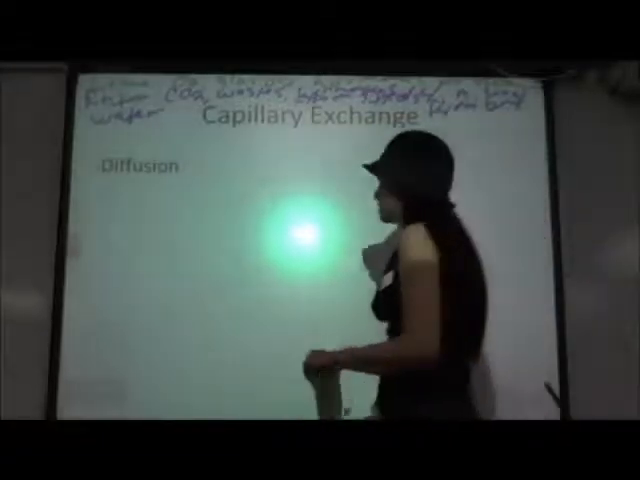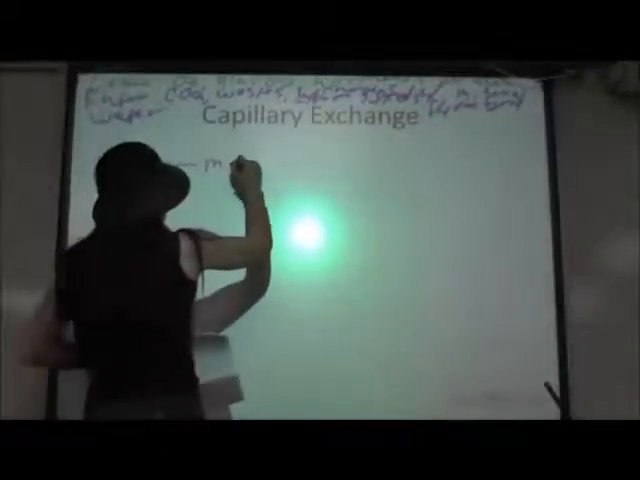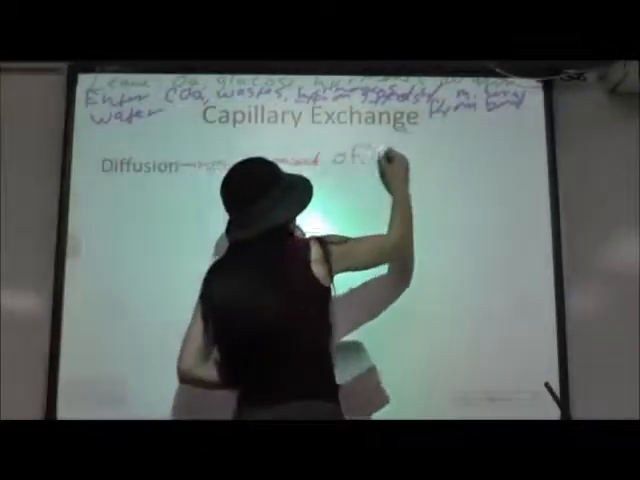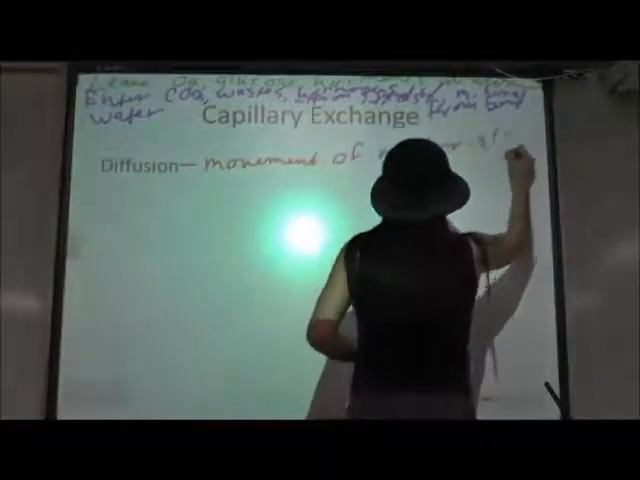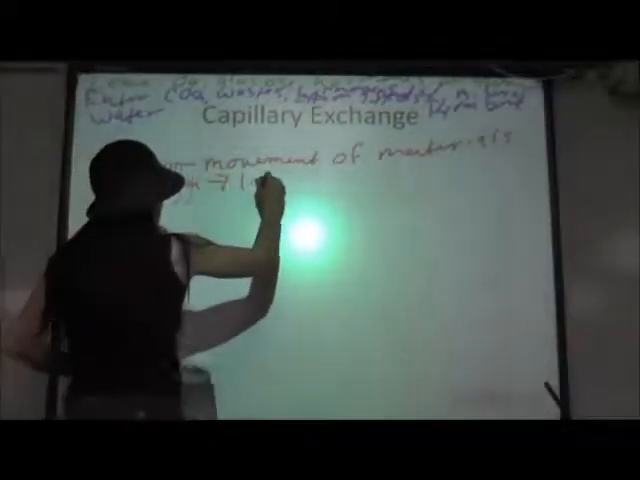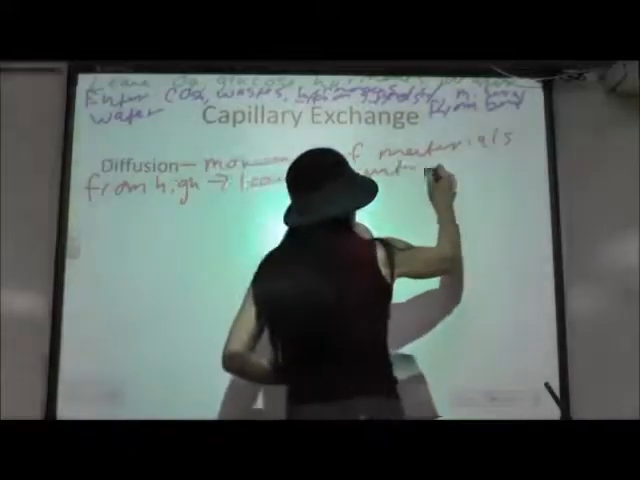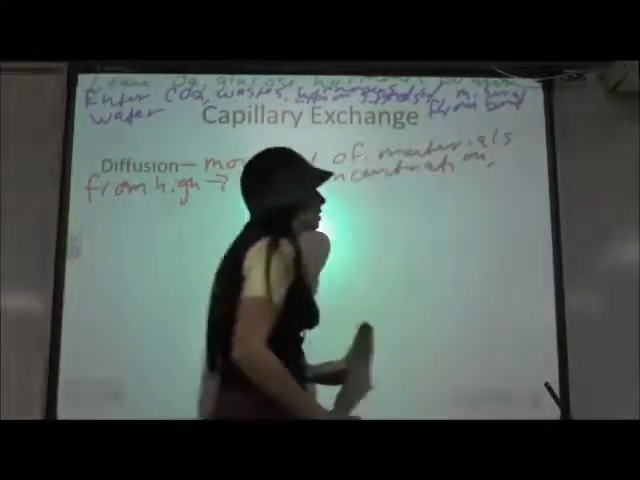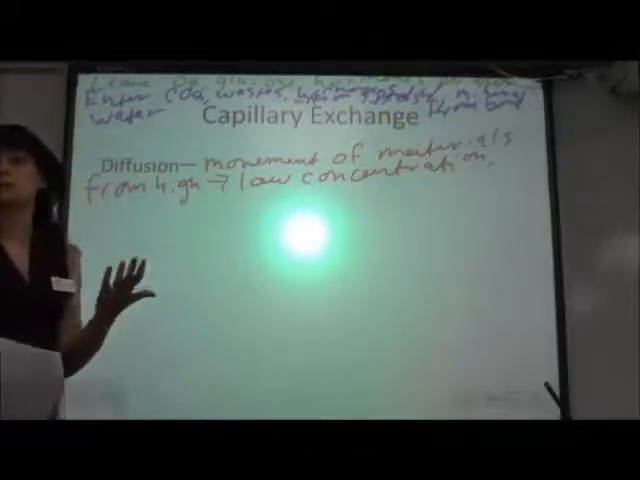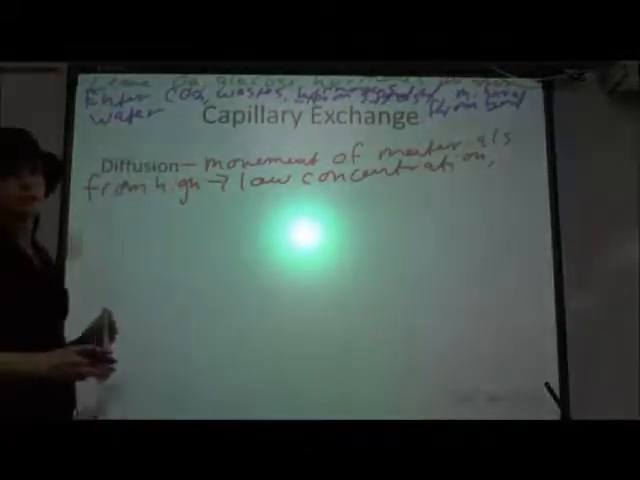The first is diffusion, and diffusion is always the movement of a material from an area of high concentration to low concentration. Diffusion in the case of capillary exchange is the most important because this is how oxygen and glucose get out. As far as our tissues are concerned, oxygen and glucose are the most important things that tissues need. Those are both moving by diffusion, so that makes diffusion the most important mechanism of capillary exchange.